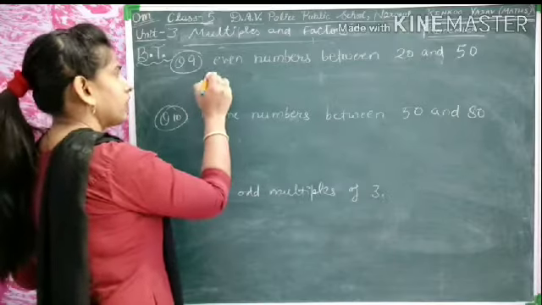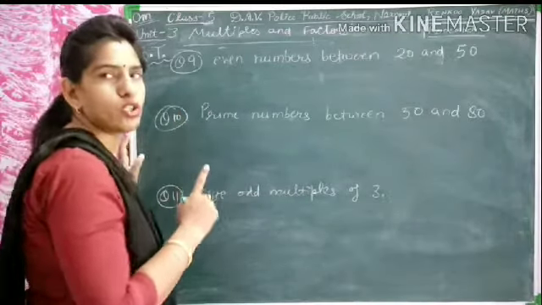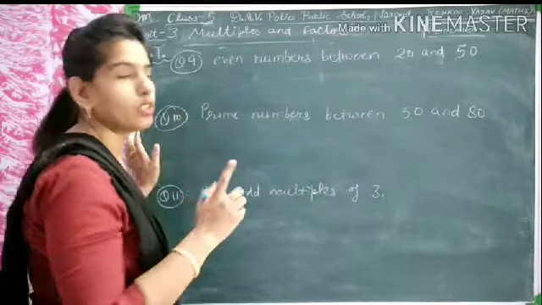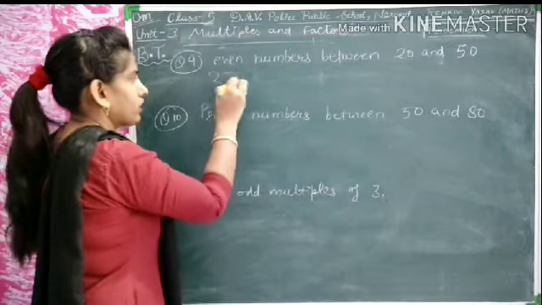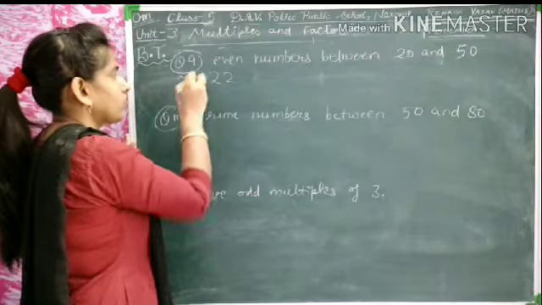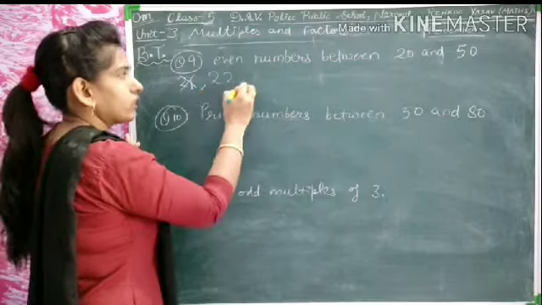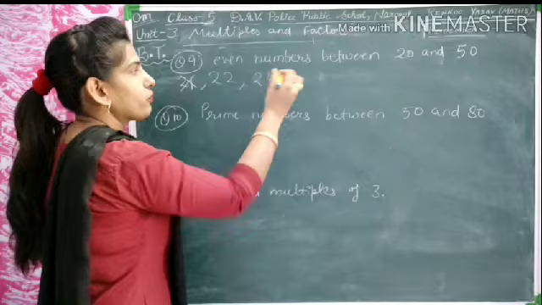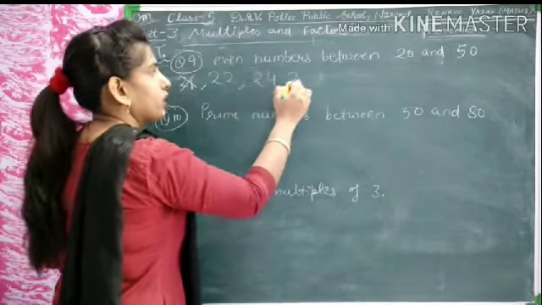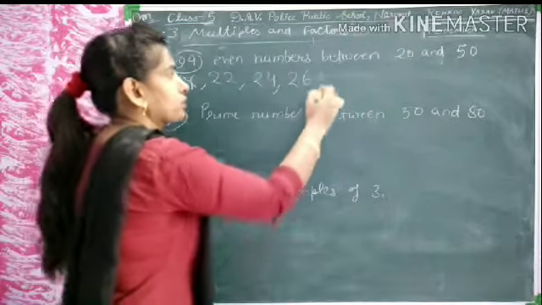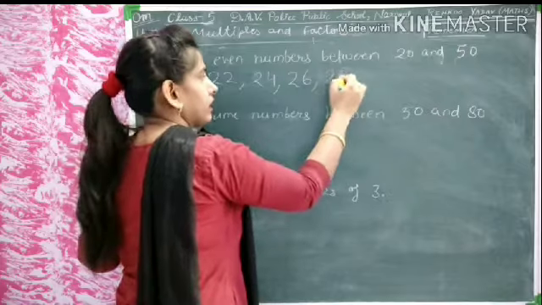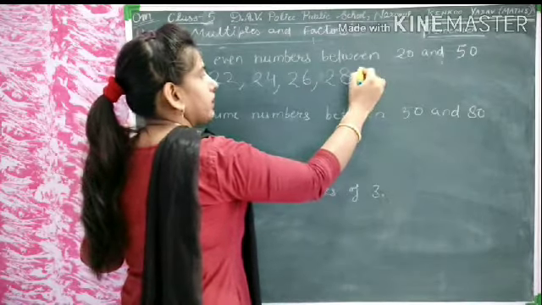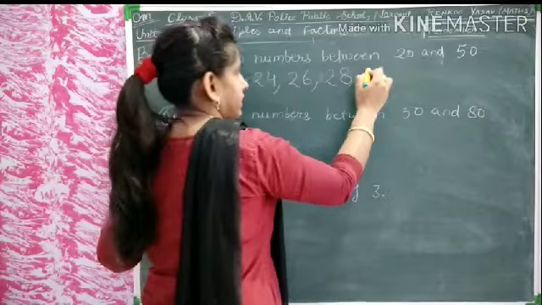Is 21 an even number? No, because it is not divisible by 2. So the next number is 22. 22 is there. 23? No. 24? Yes, it is divisible by 2. 25? Not divisible by 2. 26 is divisible by 2. 27? No. 28 is divisible by 2. 29? No. 30? Yes, it is divisible by 2.